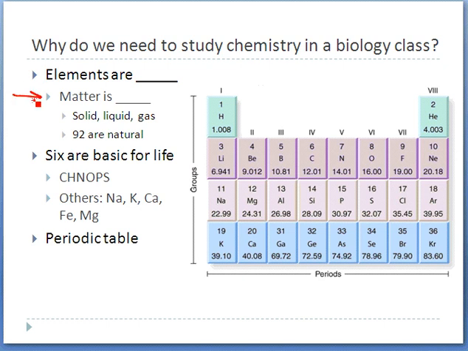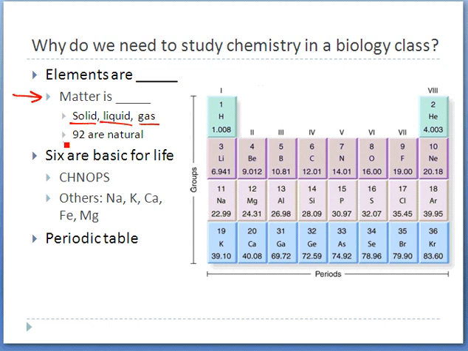A related term you sometimes hear mentioned when we talk about chemistry is this term matter. And matter basically refers to anything that has a mass to it and that takes up space. And matter can be in the form of a solid, it can be a gas, it can be a liquid. It just depends on the particular matter and what the temperature is.